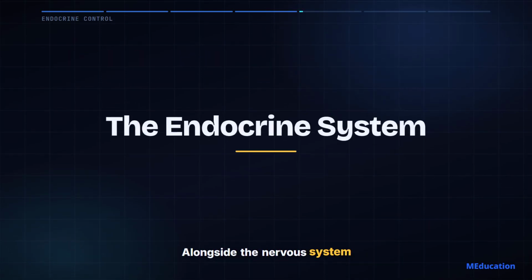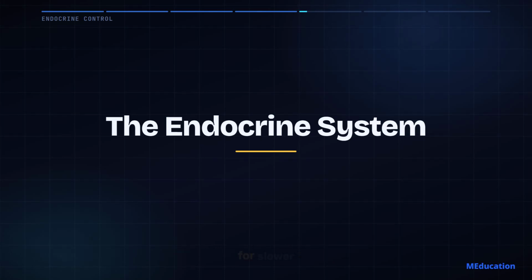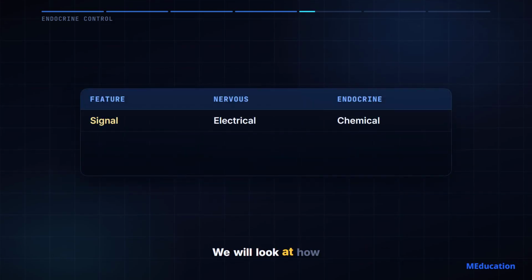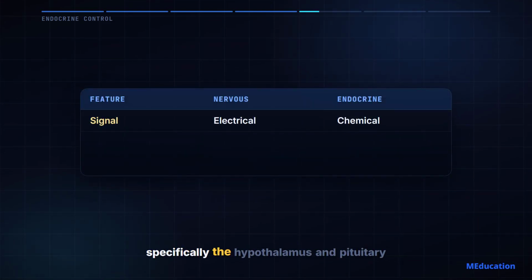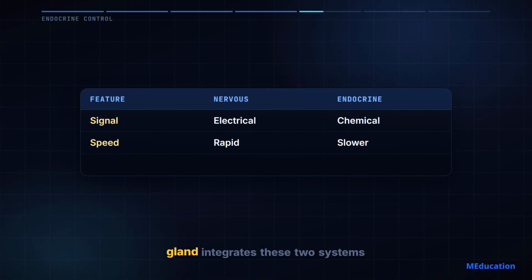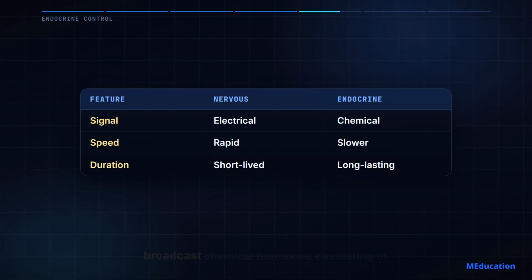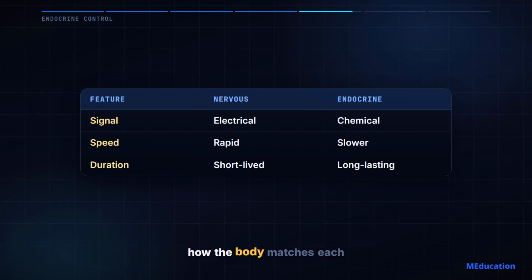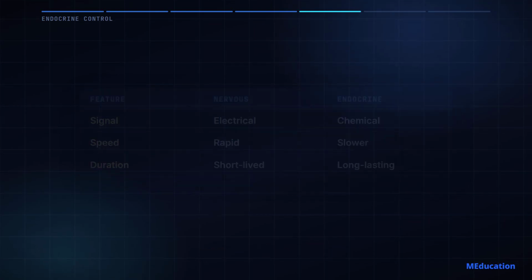Alongside the nervous system, mammals use the endocrine system for slower, widespread, and longer-lasting coordination. We will look at how the brain, specifically the hypothalamus and pituitary gland, integrates these two systems. You will need to confidently compare the rapid, targeted electrical impulses of nerves with the slower, broadcast chemical hormones circulating in your blood. Understanding these differences helps explain how the body matches each control situation to the right communication system.